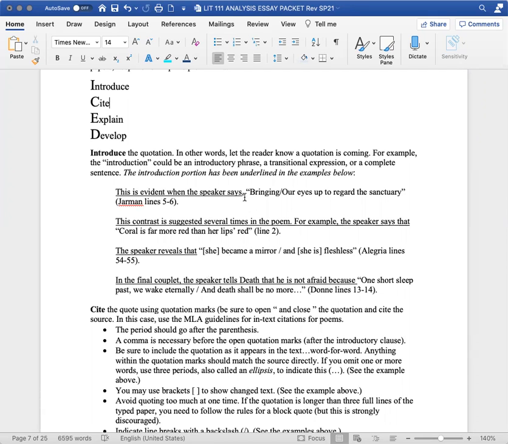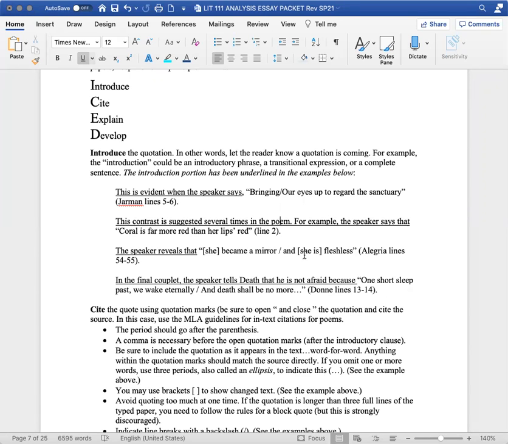So this is evident when the speaker says, quote, bringing our eyes up to regard the sanctuary, okay? And then that would be explained later, the explain part. The citing part is this, and the quotations. Notice how there's a backslash to show the line breaks. It can be a whole sentence. This contrast is suggested several times in the poem. For example, the speaker says that coral is far more red than her lips red. All right, line 2. The speaker reveals that she became a mirror and she is fleshless.